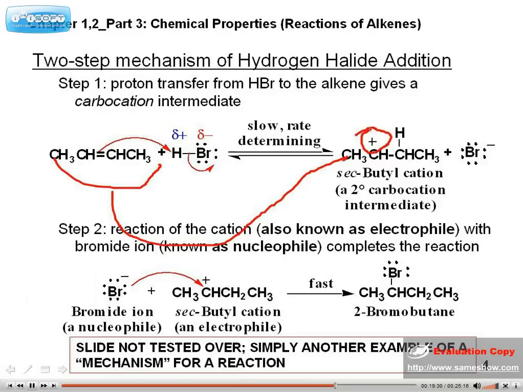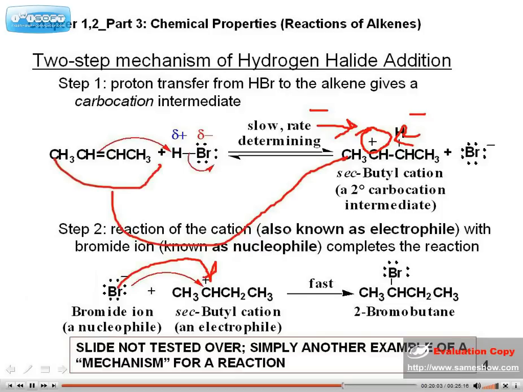It turns out that we need to have this positive charge on a more substituted carbon. That way, the nearby carbons will actually come in and donate their electrons temporarily in order to balance out that positive charge. So the more carbons that are surrounding the carbocation, the more stable it is. And therefore, the bromine is going to go on that more substituted carbon.